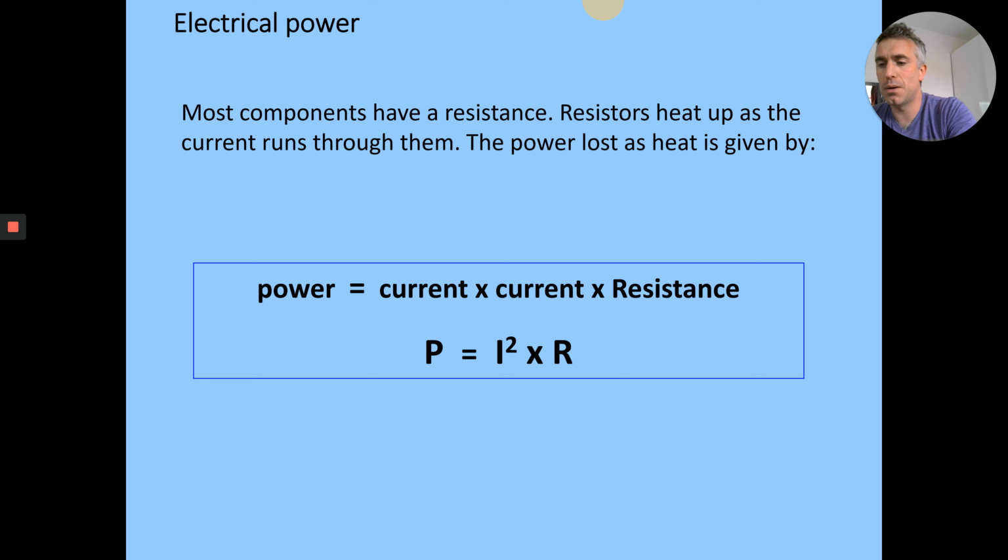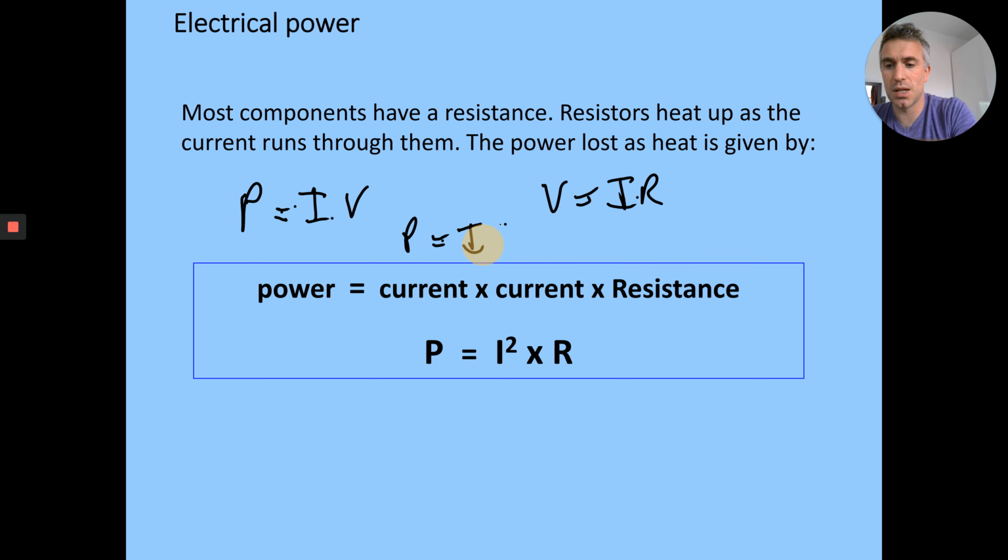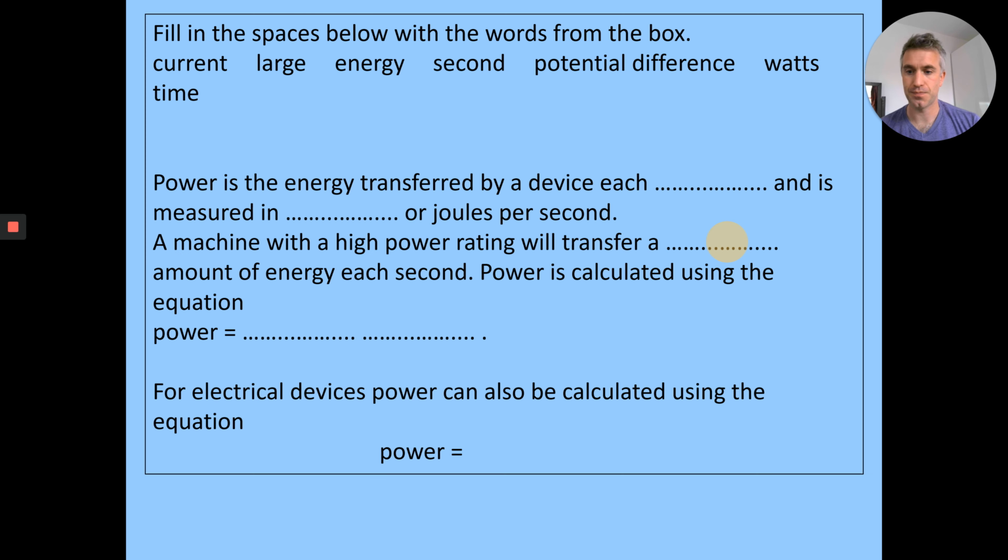If you remember, before we had P equals I V, and we also know that V is equal to I R. So if we combine them, P is equal to I, and instead of writing V, we write I R, or P is equal to I squared R. Maths. If you want to know what power is lost due to heat or due to current, that's your equation.